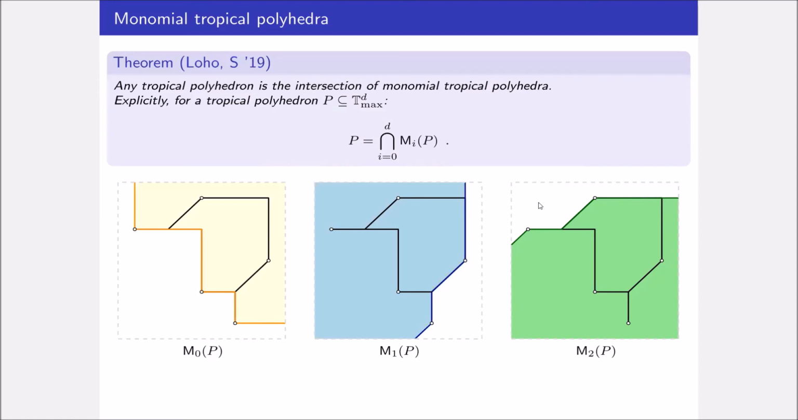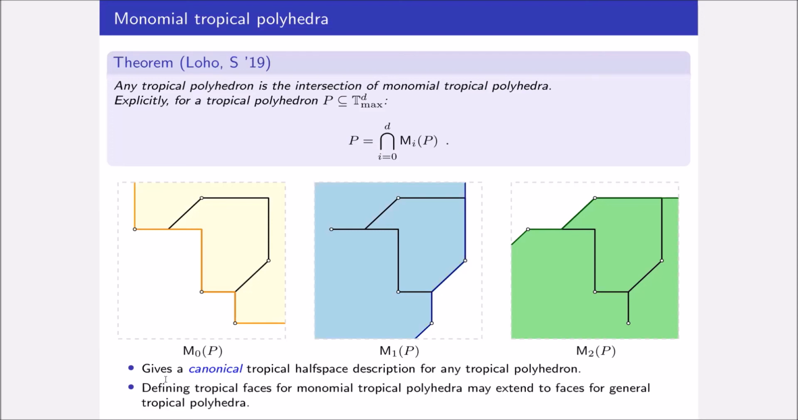Well, each of these has a unique minimal half-space description. And because we're intersecting all these, this gives a canonical tropical half-space description for any tropical polyhedron. It's not going to be unique in general, but it is at least a canonical choice. And so this always gives us a canonical description of a tropical polyhedron. And if we can find some tropical face structure that works for monomial tropical polyhedra, this means we should be able to stitch these together in a nice way to extend this to a notion of faces for general tropical polyhedra.